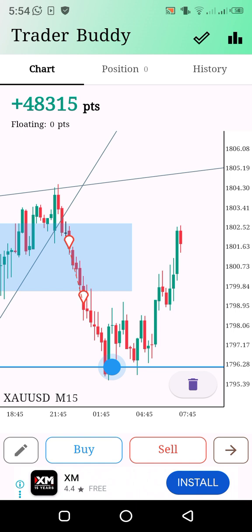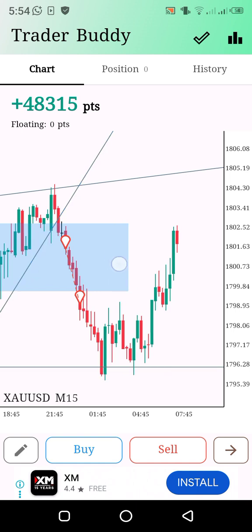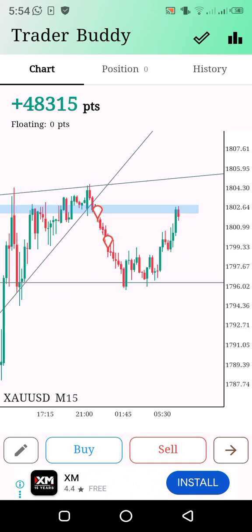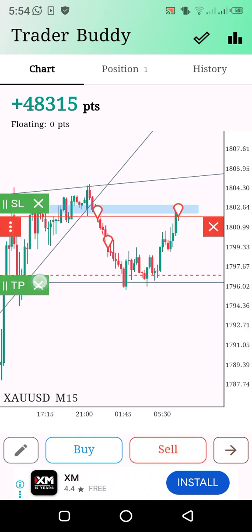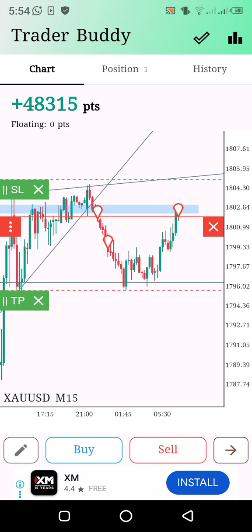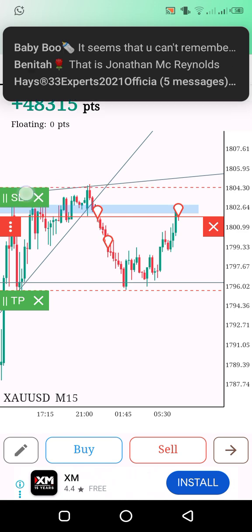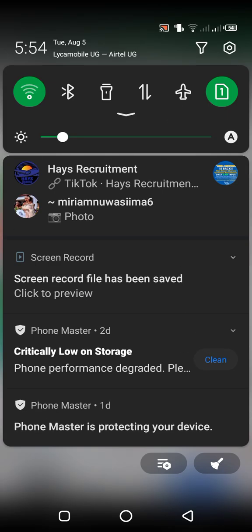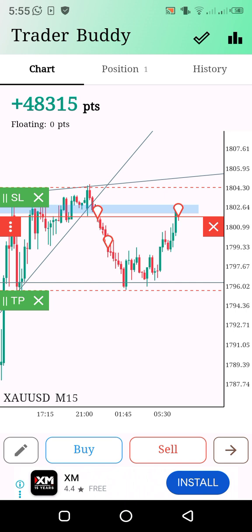So if you can observe, the first supply zone that we have is around this area here. I'll take my sales from that area. Stop loss is going to be above, and then we're going to clear some of the liquidity underneath this area. My stop loss is going to be above this new liquidity high, because that's some liquidity to offset the price. So I took my first sell, and let's see what price gives us at this point.